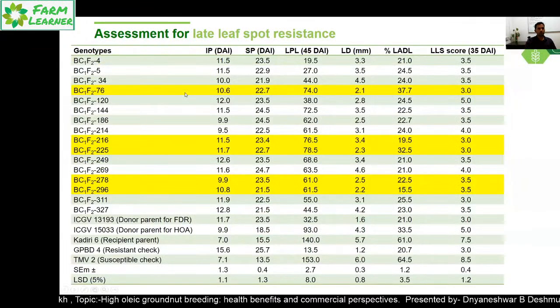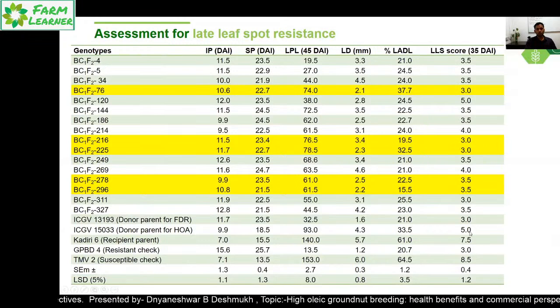So if you look here in our profiling, we got as many as 16 lines resistant for late leaf spot and rust. Out of which, as many as 5 lines were resistant to late leaf spot and rust along with other characters. If you look at Kadiri 6, it has got a 7.5 score. The higher the score, the higher the susceptibility of the genotype for that disease, that is late leaf spot and rust.